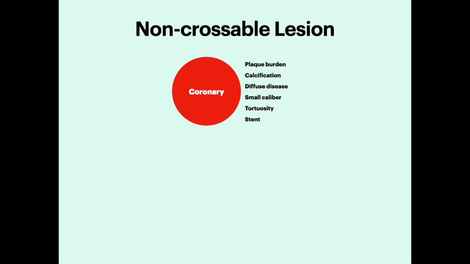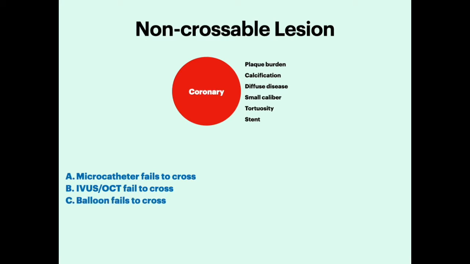But in many situations, we currently face non-crossable lesions. And what do we mean by that? Either the wire crosses and the microcatheter fails to cross, or the wire crosses but the imaging probe doesn't cross, or our normal 2.0 or 1.5 balloon fails to cross, or the stent fails to cross. In these situations, we need to have tricks in our sleeve, and I'll go with increasing escalation.